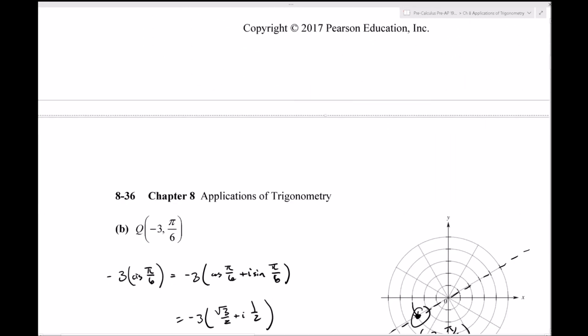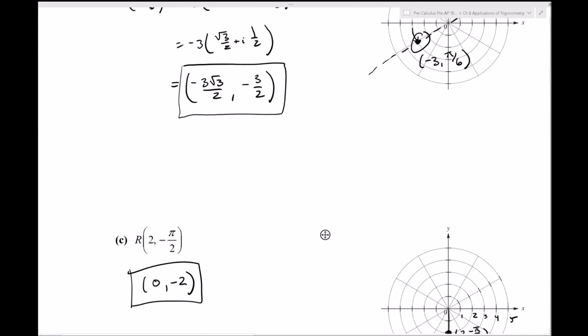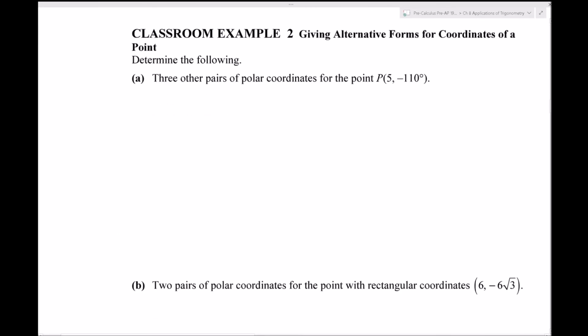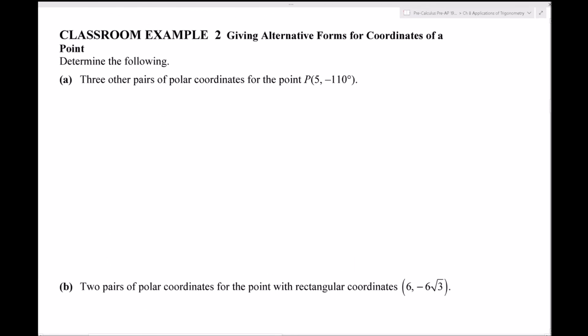Yeah, that's example 1. We're not going to do too much from here. It's just a bunch of stuff like this, so plotting points we need to be familiar with. Going backwards, let's see. Oh, I see what this is. This is kind of interesting. Determine the following. For number 2, 3 other pairs of polar coordinates for the same point, 5, comma, negative 110 degrees. I think what they're trying to illustrate here is the idea that unlike in rectangular coordinates, you can write a point in polar coordinates multiple different ways.